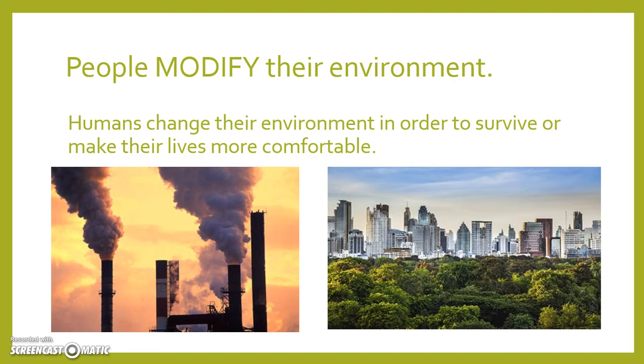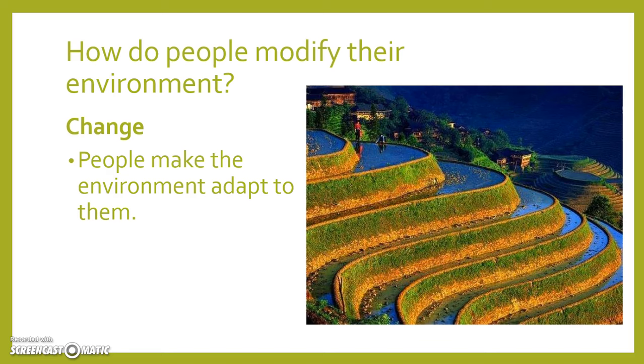Another way in which people interact with their environment is that they modify it. Humans change their environment in order to survive or to make their lives more comfortable. Both of the pictures here are examples of a modification. In the first picture is the emission of smog into the environment. So there's pollution. People do pollute the environment when they interact with it sometimes. They change the landscape. They might clear out trees so that they can make buildings to live or work in. So again, modification means to change it. People make changes to their environment in order to make it adapt to them.